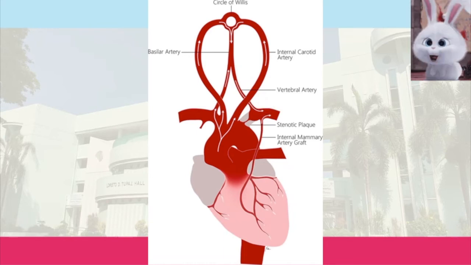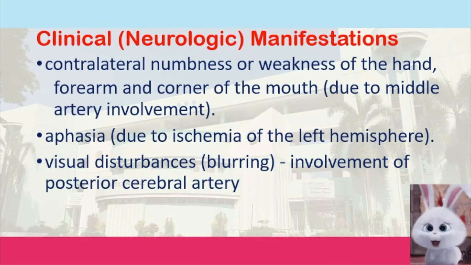Now, these are the clinical and neurologic manifestations of your stroke. There could be contralateral numbness or weakness of the hand, forearm, and corner of the mouth, and that is related to middle cerebral artery involvement. Aphasia, class, is related to ischemia of the left hemisphere. Then your visual disturbances would of course involve your posterior cerebral artery.